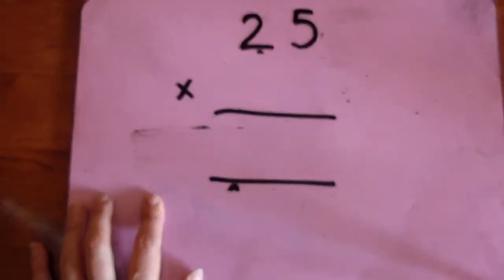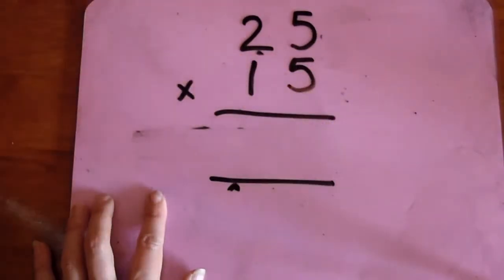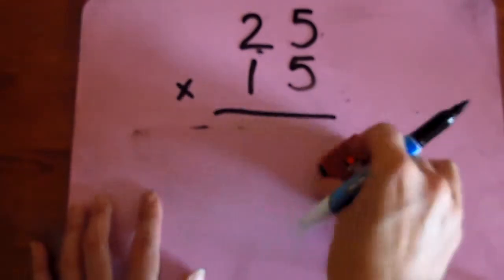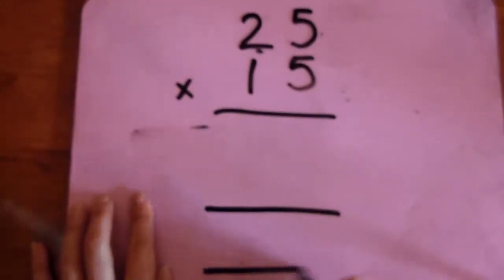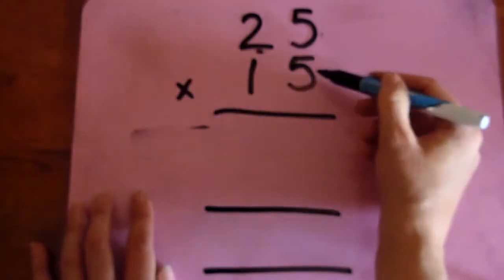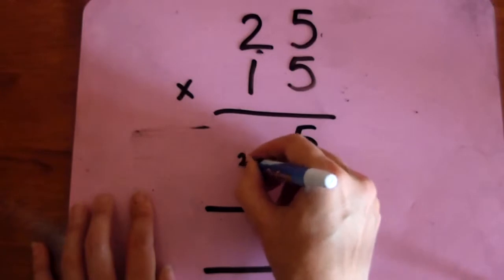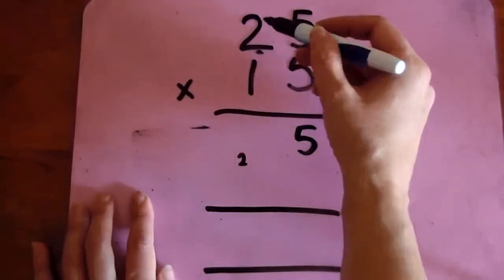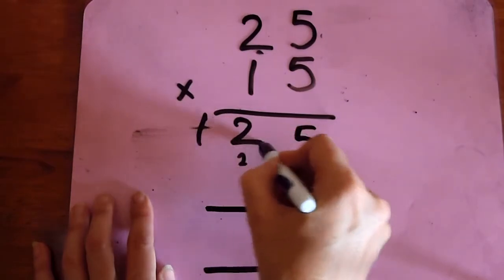So if we had 25 times 15, now because we've got this extra 10 here, it means we're going to need extra space to work things out. So first of all, we go 5 times 5 is 25, put the little 2 there this time, and then 2 times 5 is 10, plus the 2, so 12.